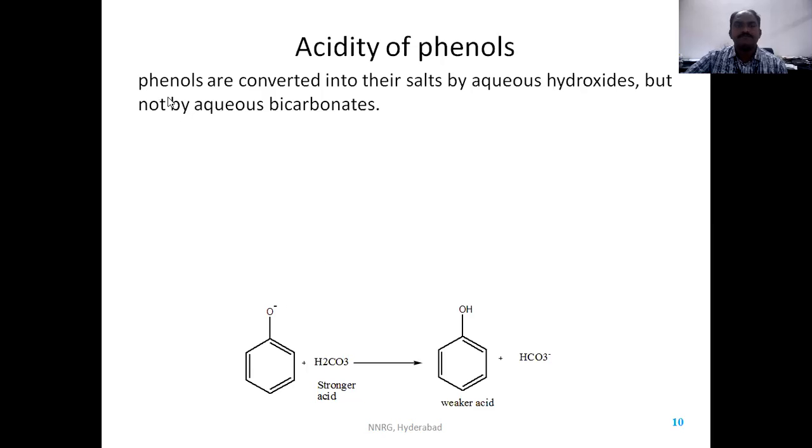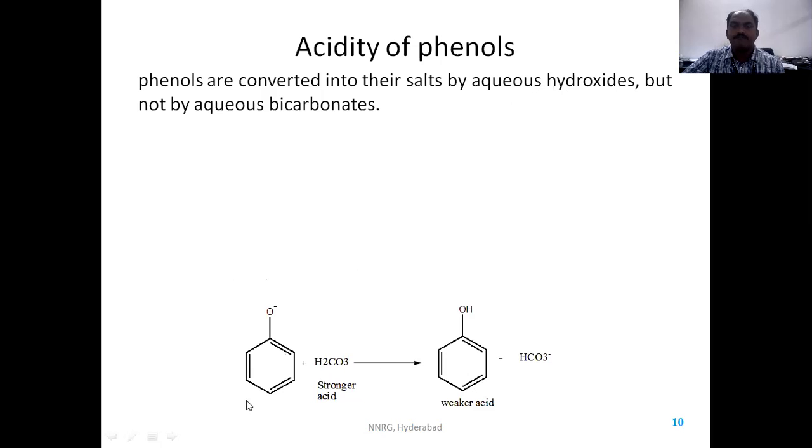But phenols are converted into their salts by aqueous hydroxide, but not by bicarbonates, whereas carboxylic acids can react with bicarbonates to form salts. Because carboxylic acids are very strong acids, they can lose a proton very effectively to form carboxylate ions. But phenols do not have that tendency to lose a proton with bicarbonates, because aqueous bicarbonates are less basic, whereas aqueous hydroxide is a strong base. That is the reason phenols do not react with sodium bicarbonate to form phenoxide ion. So the reaction is not backward.